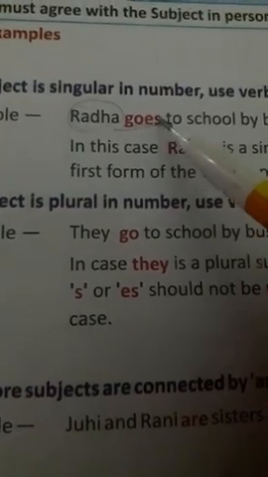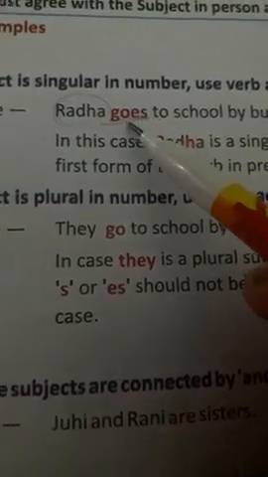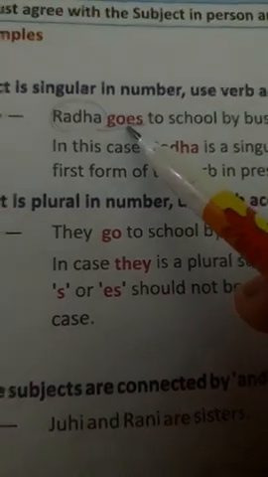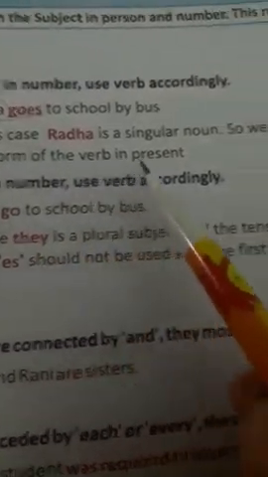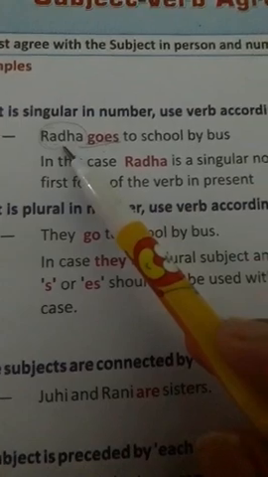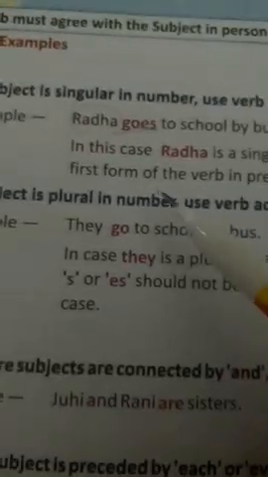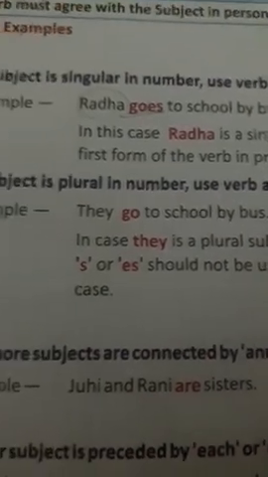Radha. Here your subject is singular and this is your verb. I told you that if your subject is singular, you have to use s or es with the verb, which means your verb should be plural. Okay, now see the second one. It is also written here, in this case Radha is a singular noun, and so we should use s or es with the first form of the verb in the present.